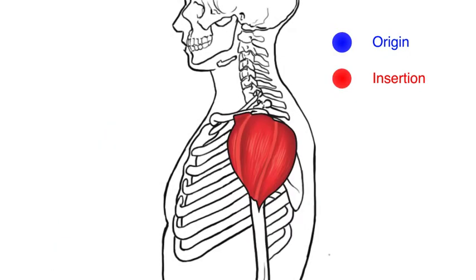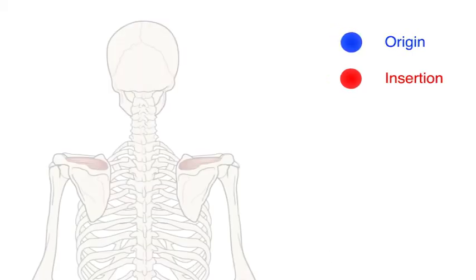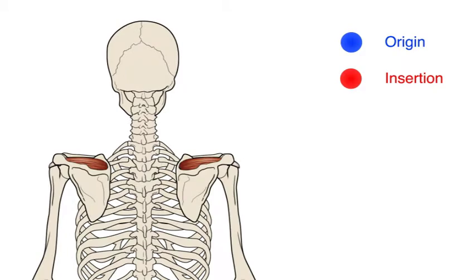For the deltoid, each origin point gives rise to a different band of muscle fiber. The anterior band originates at the clavicle, the lateral band originates at the acromion, and the posterior band originates at the spine of the scapula. All 3 converge into their common insertion point at the tuberosity of the humerus. The supraspinatus originates on the supraspinous fossa of the scapula and inserts on the greater tubercle of the humerus.